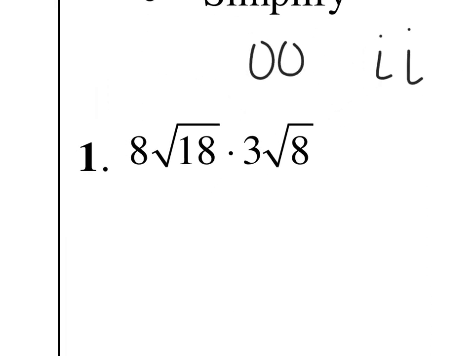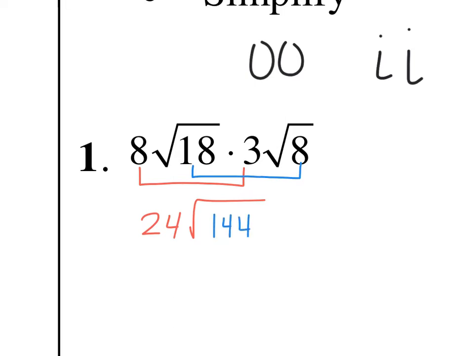So in my first example, I have 8 radical 18 times 3 radical 8. When I do 8 times 3, I get 24. When I do 18 times 8, I get 144. So what I really want to do is simplify 24 radical 144.